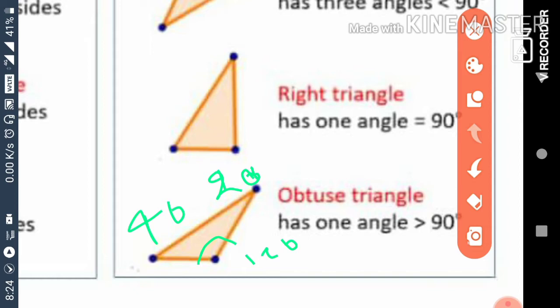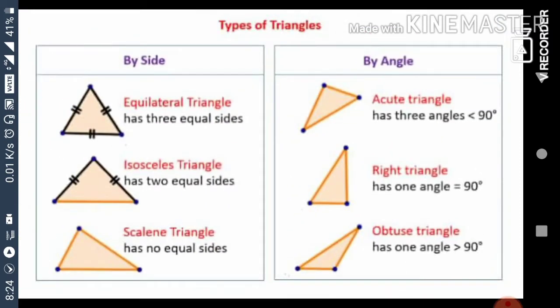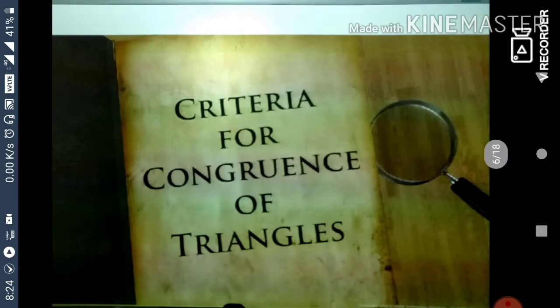So that's why it is an obtuse angle triangle. In this way we have revised the types of triangles which we have already learned in our previous classes. Now as this chapter is based on the congruence of triangles, first we need to understand what congruence is.